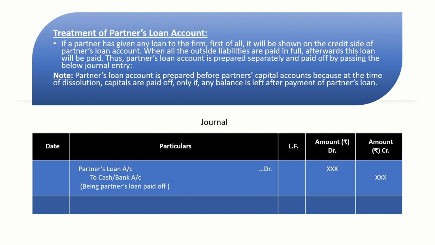As you can see, partner's loan account debit to cash bank. The loan is paid off. Important point to note here is that partner's loan account is prepared before partner's capital accounts because at the time of dissolution, capitals are paid off only if any balance is left after payment of partner's loan, right? So that is the point to be kept in mind.